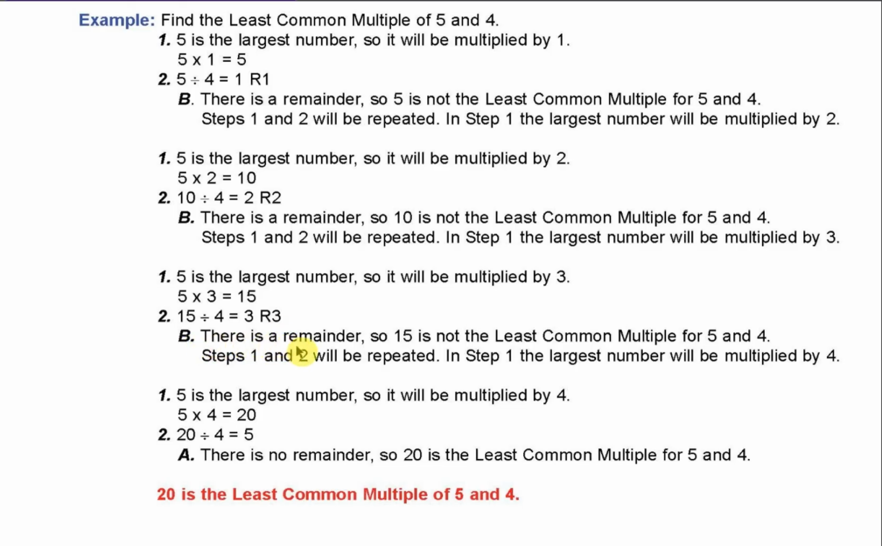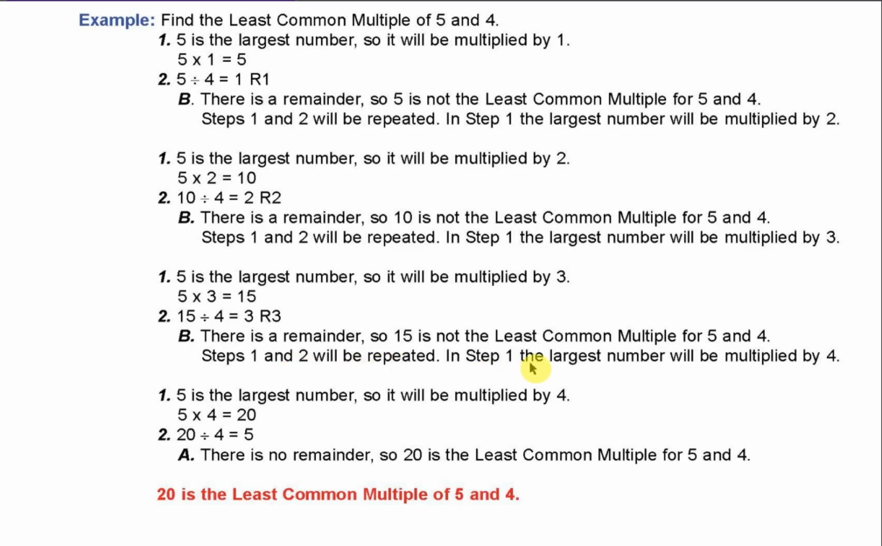Since there is a remainder, we will utilize step 2b. There is a remainder. Therefore, 15 is not the least common multiple of 5 and 4. So now we will perform steps 1 and 2 again.